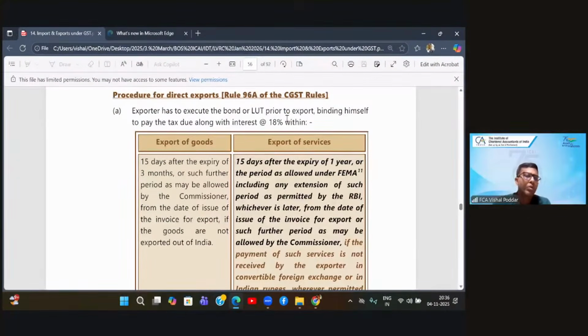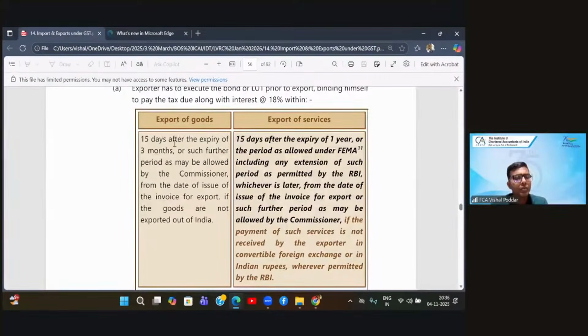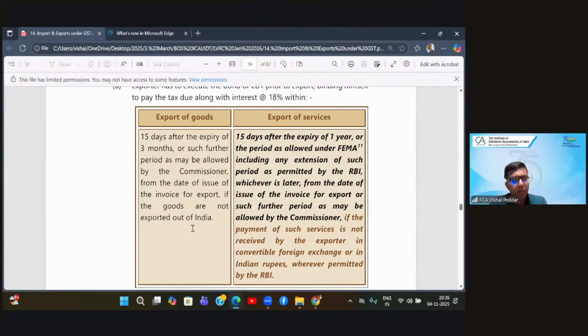And what is this bond or LUT saying? It is for binding myself to pay the outstanding tax along with interest within what time period? In case of export of goods, 15 days after the expiry of 3 months or such other period as may be allowed from the date of issue of invoice, if goods are not exported outside India. So indirectly, they are providing me 3 months to complete my export. If not, after that, within 15 days, I'll have to pay the tax along with interest.